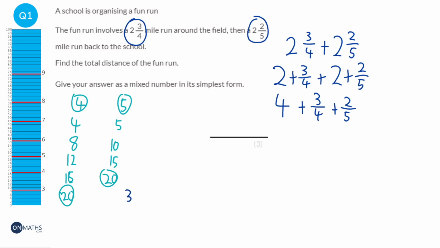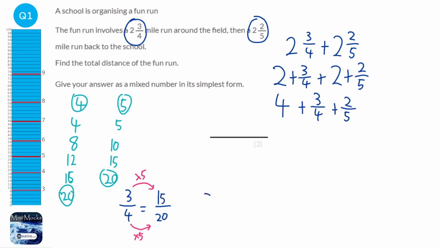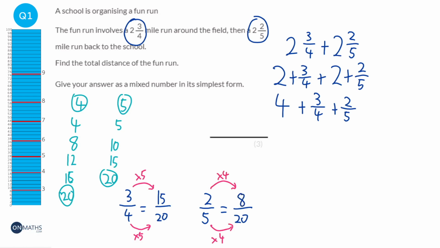Now for 3/4, to get the bottom to equal 20, we need to times the 4 by 5. And whatever you do to the bottom, you've got to do to the top, so times that by 5 as well, which will be 15. And for 2/5, we'll get that bottom to 20, so we times that by 4. And so we've got to times the top by 4 as well, to make it 8. So it's going to be 15 over 20 plus 8 over 20.